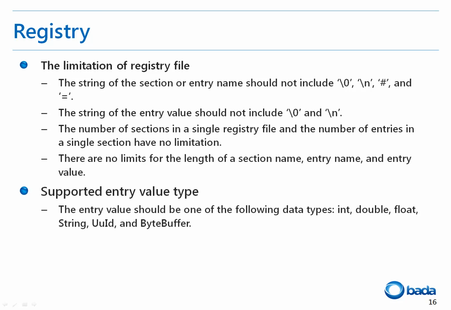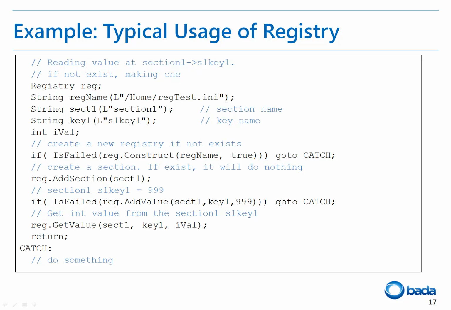However, developers need to take care of the data types being used, as these support only int, double, float, string, UUID, and byte buffer. Let me show you how to use the registry. First, to use the registry, you have to specify the reg name as a string variable. The reg name is /home/reg/test.ini.